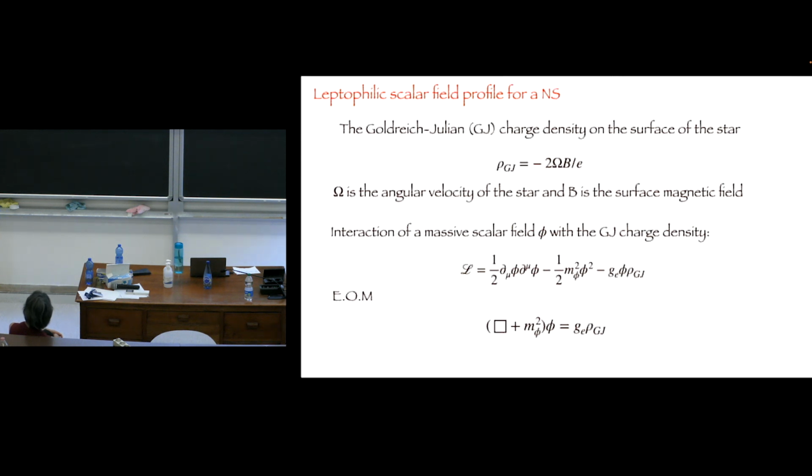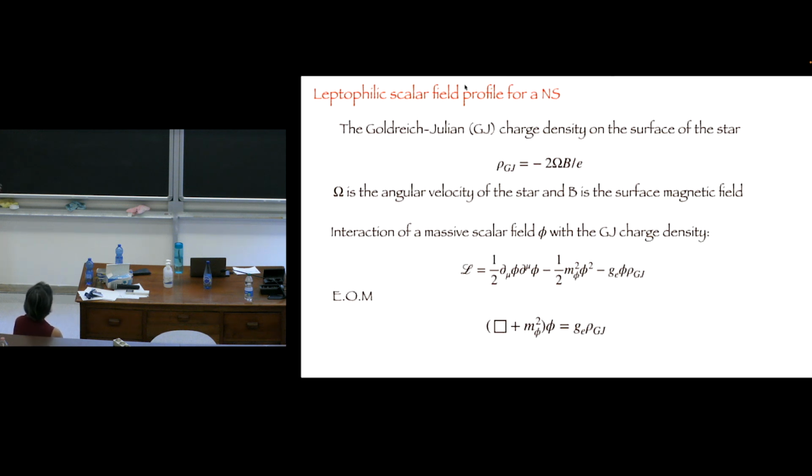If you want to compensate that Lorentz force, you want a very strong electric field. If you take the volume charge density for that, you will get the Goldreich-Julian charge density. That is of the order of omega times B. This is a very simplistic scenario where I am considering omega and B are parallel.